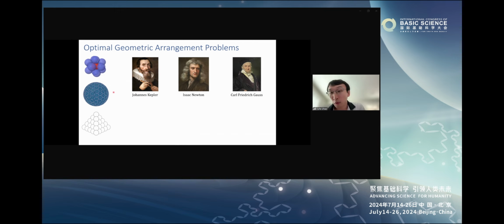Gauss proved a form of Kepler's conjecture, showing that if you restrict to lattices, then the best sphere packing is the one that you see here. The second picture denotes spherical codes, how to pack little balls around on a big sphere. What's the best way to arrange points so that they're mutually far apart from each other? These are just examples of very classical problems in mathematics having to do with optimal geometric arrangements.